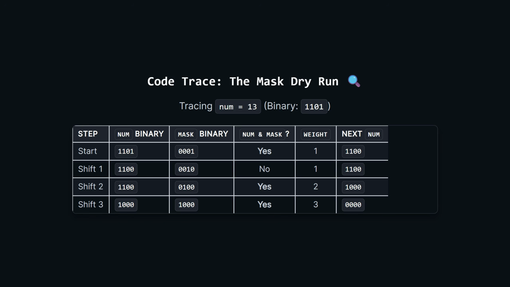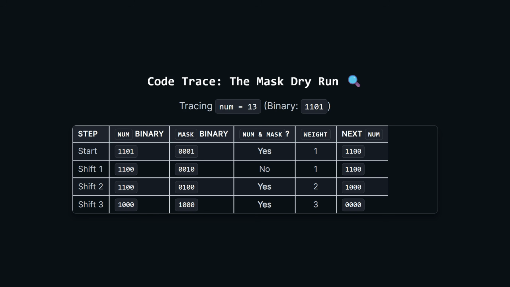Let's trace the number 13, which is 1101 in binary. On the first step, our mask is looking at the far right spot. It sees a 1. So weight goes up to 1, and we erase that bit from the number. Next loop we shift the mask left. It looks at the second spot, but sees a 0 so nothing happens. We shift again, see a 1, increment weight, erase it.